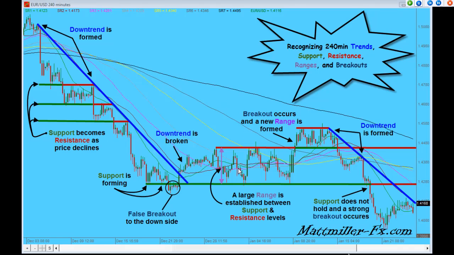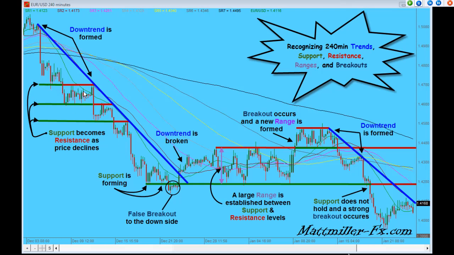I'm going to do a quick video here on market cycles and how you can recognize these and hopefully take advantage of them while you're trading. So here you have your basic downtrend formed that's characterized by lower lows and lower highs.